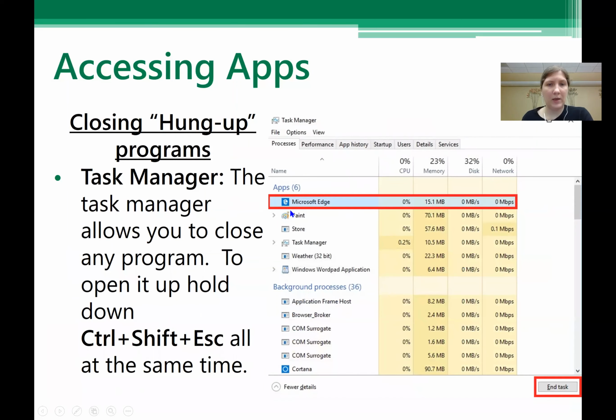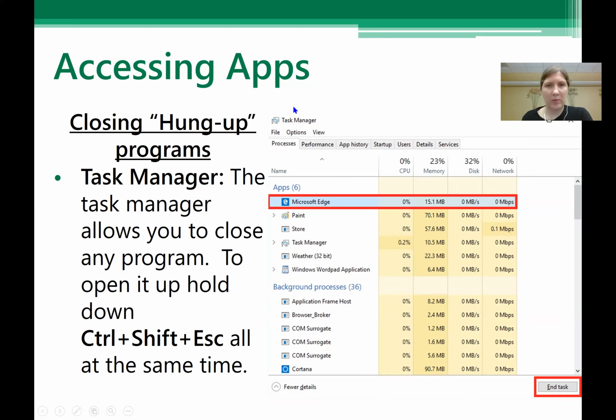Here is a little thing in case a program or application freezes on you. So what that means, if you're clicking on the application but nothing seems to be happening, it may be frozen, or what we also can call hung up. So what you would do is you can bring up the task manager by holding either Control-Alt-Delete or Control-Shift-Escape, and it should bring up an option to click on Task Manager.